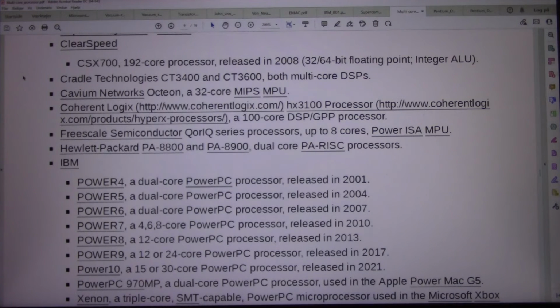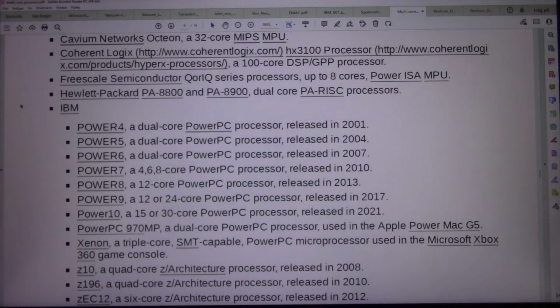Cradle Technologies CT3400 and CT3600, both multi-core DSPs. Cavium Networks Octeon, a 32-core MIPS MPU. Coherent Logix hx3100 processor, a 100-core DSP/GPP processor. Freescale Semiconductor QorIQ series processors, up to 8 cores, Power ISA MPU. Hewlett-Packard PA-8800 and PA-8900, dual-core PA-RISC processors.